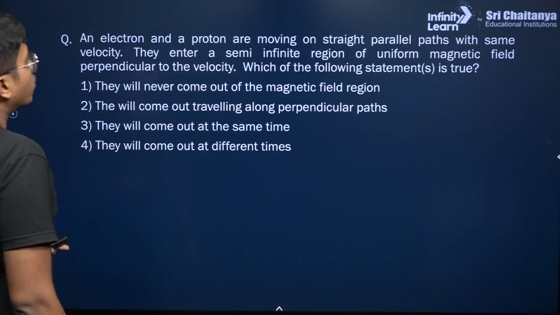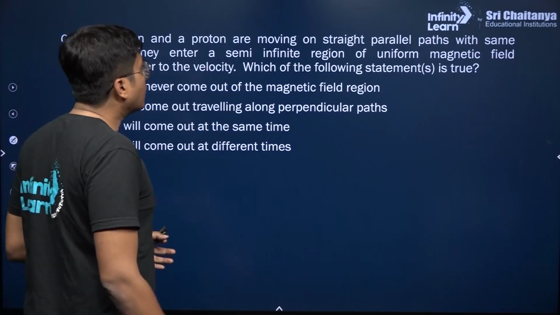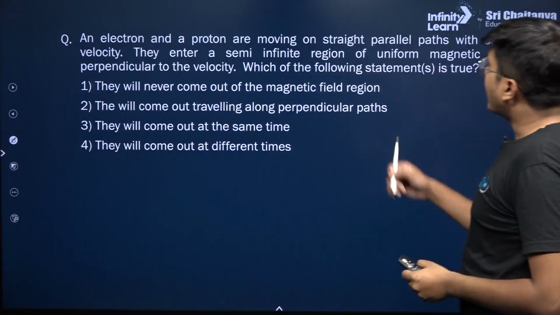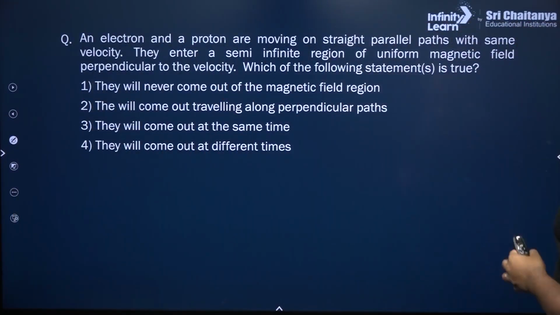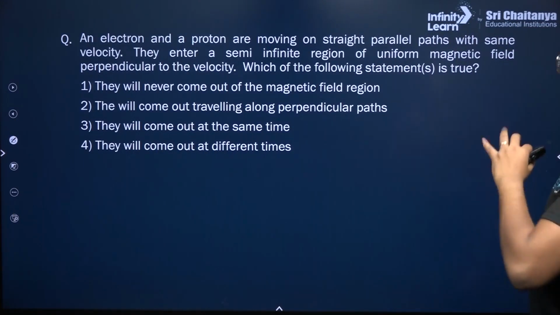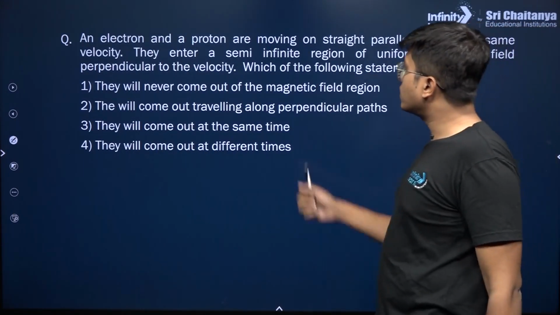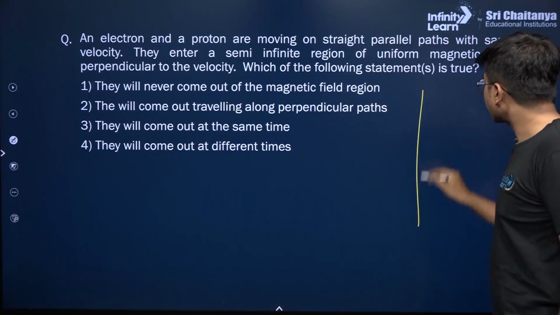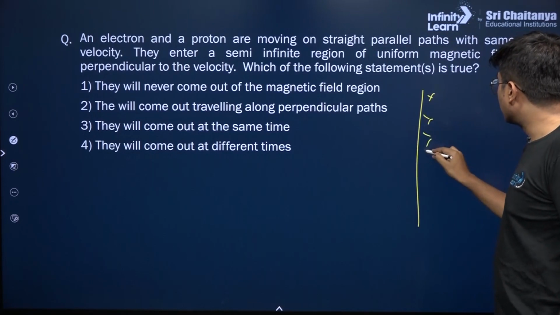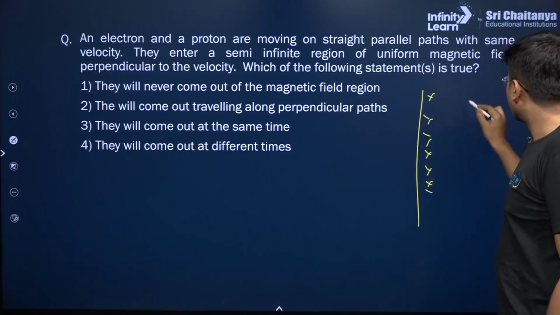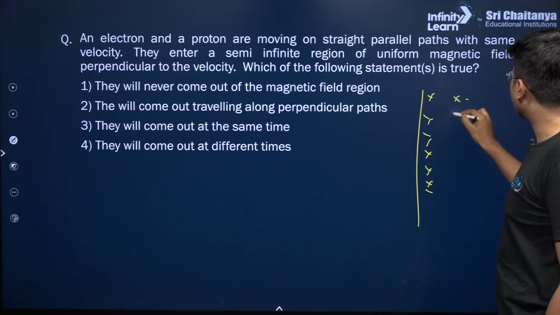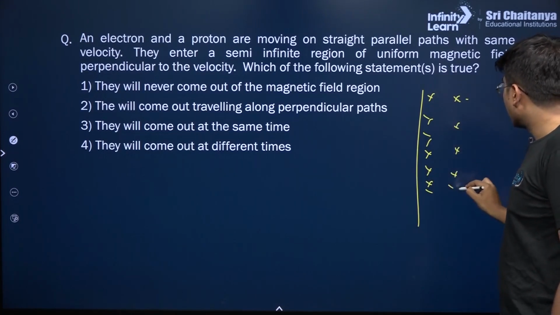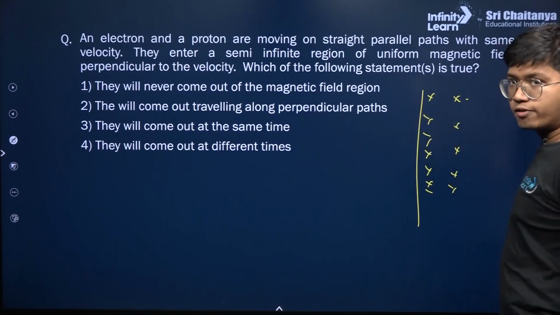Next, an electron and a proton are moving on a straight parallel path with the same velocity. They enter a semi-infinite region of uniform magnetic field perpendicular to the velocity. Which of the following statements is true? First, they will never come out of the magnetic field. So let's draw this out so that you understand. Let's assume this is the region of magnetic field, right? A dot would have been better, but anyway, you get an idea. Semi-infinite means from this point on it's infinite.